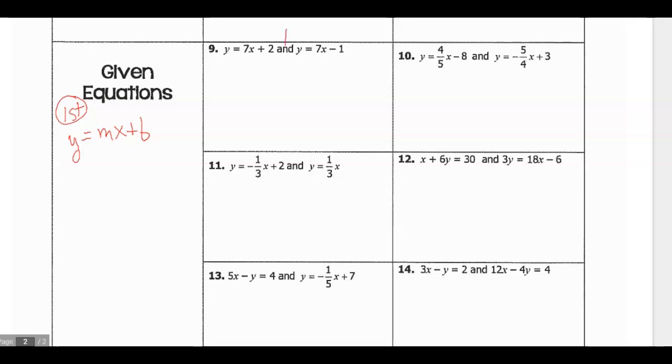So here, we're going to do 3 things again. This slope is 7. What is in front of your x? This slope here also 7. That makes them parallel. This one here, again, is already in y equals mx plus b form. This one has a slope of -1/3. This one has a slope of +1/3. That's neither.